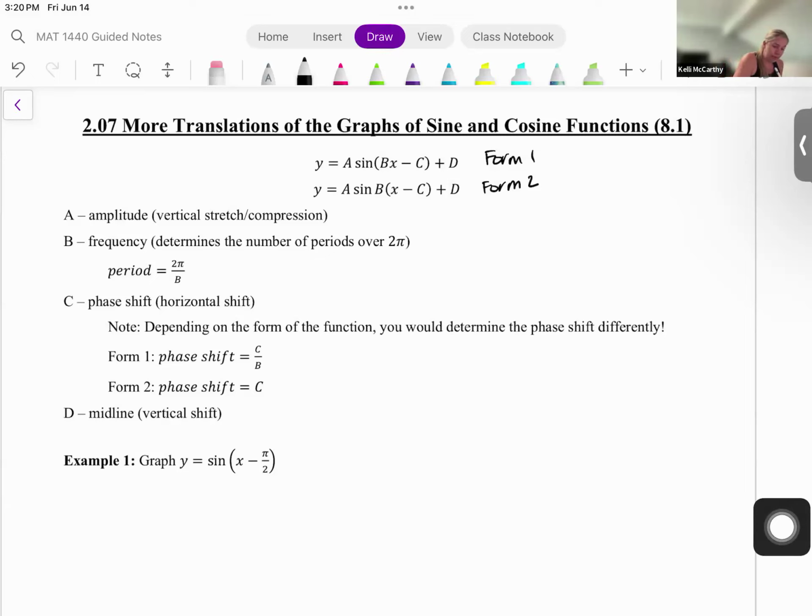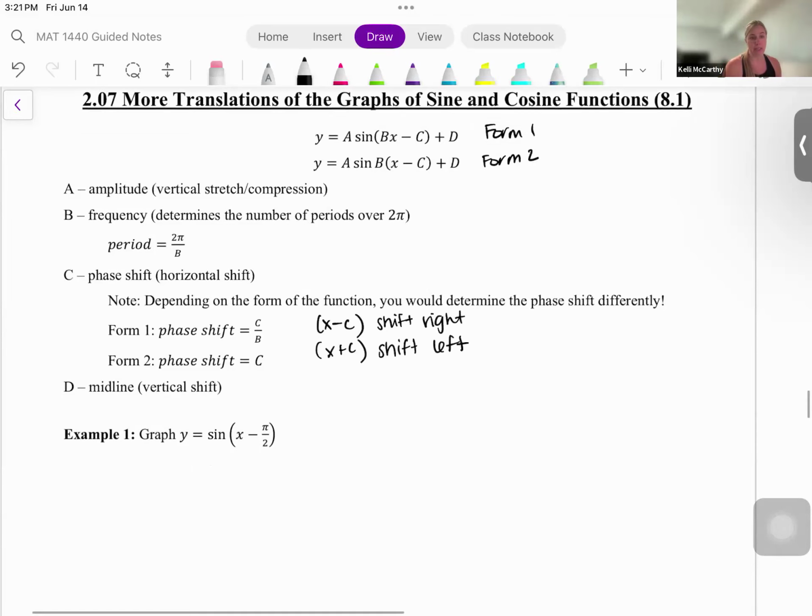Remember that if we've got x minus c inside the parentheses, this is going to be a shift to the right. If we've got x plus c, this is going to shift left. And then d is our midline.